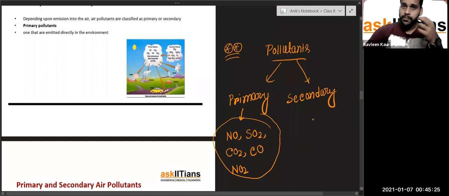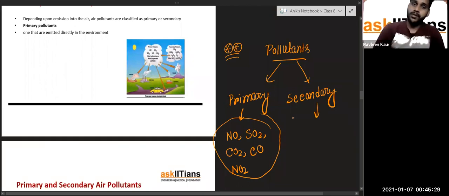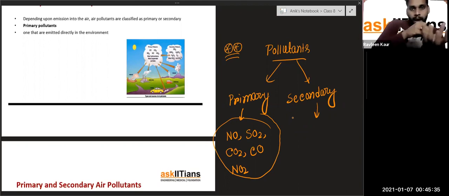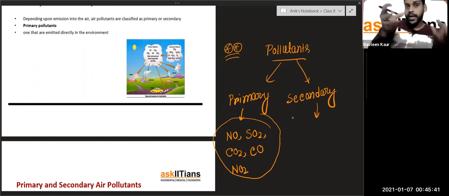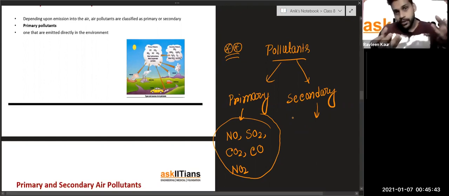And what are the secondary air pollutants? Secondary air pollutants are the air pollutants that get generated from the primary air pollutants. Think about it: there are air pollutants called primary air pollutants, and they directly pollute the air. But the secondary air pollutants are the ones that get generated from the primary air pollutants only.